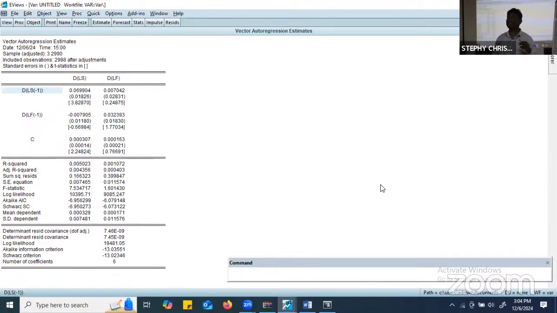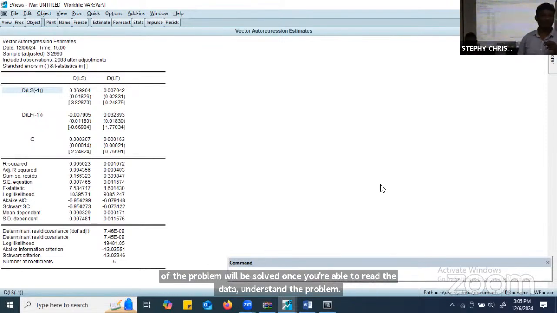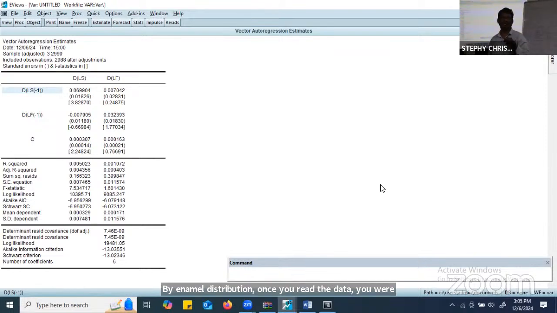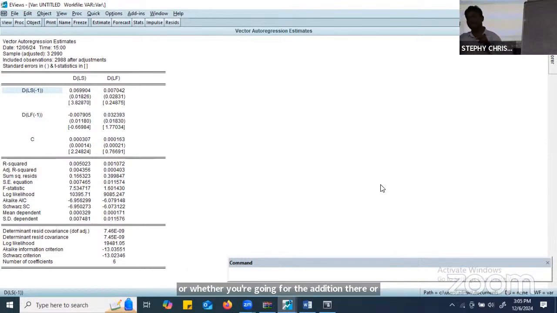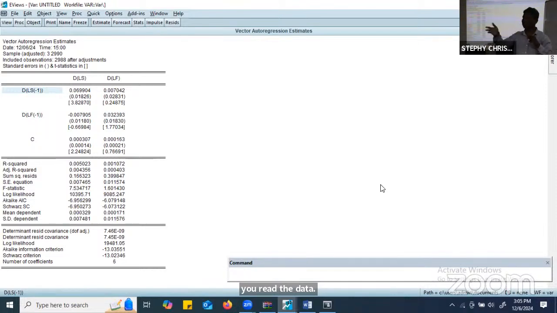When I'm teaching statistics, I used to say to my students, 80% of the problem will be solved once you're able to read the data and understand the problem. 90% you'll get the solution. Whether you go for the normal distribution or Poisson distribution or binomial distribution, or whether you're going for the addition theorem, multiplication or complementary theorem to be applied, 90% of the problem will be solved when you read the data, when you read the question. 10% is your solution, which you already memorized for the examination.